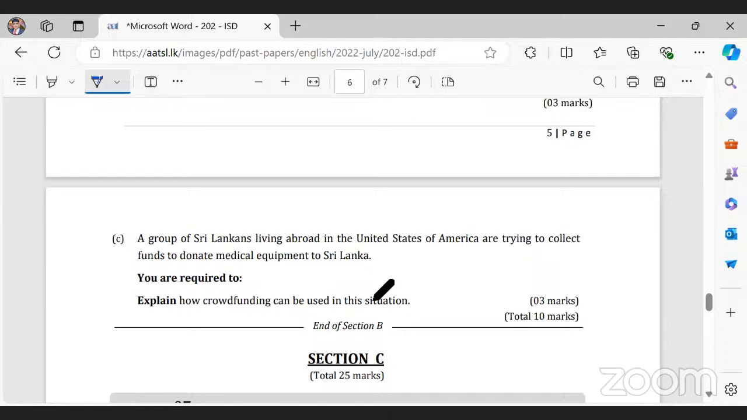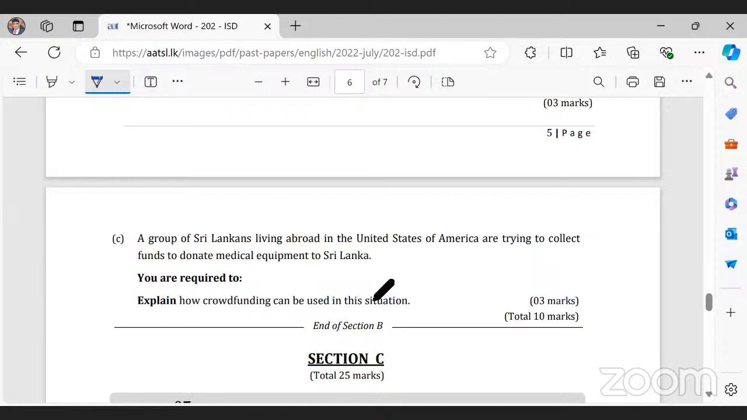Right? Each person contributes a very small amount. As an example, a group of Sri Lankans living abroad in the United States of America are trying to collect funds to donate medical equipment to Sri Lanka. That means it is a large fund.